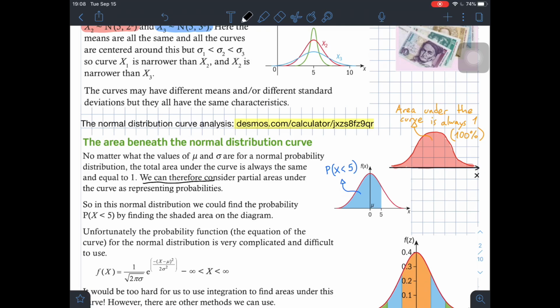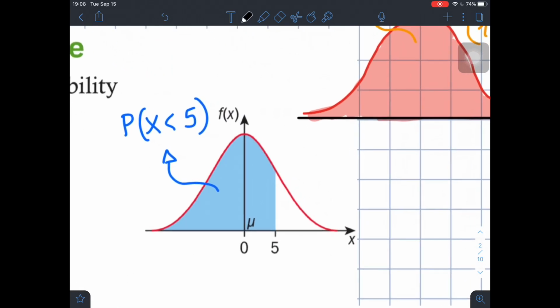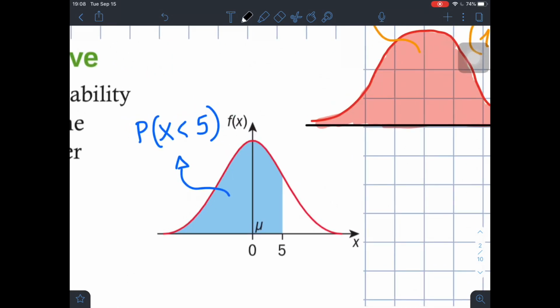Then it says, we can therefore consider partial areas under the curve as representing probabilities. And in this example, if we want to calculate the area of the blue shaded region, this area would be a value which is less than 1, right? And we're going to be finding in this case the probability of a variable x being less than 5, right? From 5 below, we're talking about probability of x being less than 5, okay? And if I want to find this area over here, this would be the probability of x being greater than 5, okay? We're going to see that later on with exercises.